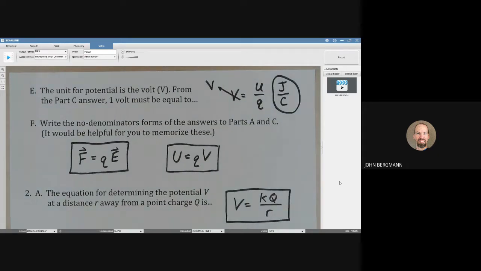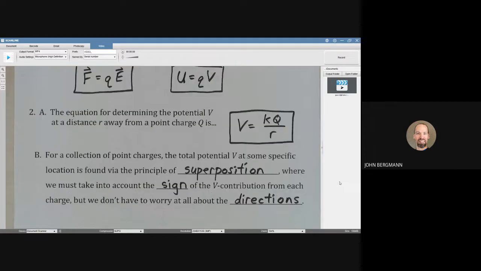If we took those two equations we wrote earlier and put them in no denominators forms, this is what they would look like. If we want to know what the potential is at a distance r away from a point charge, we use this equation right here, where the sign of the charge is identical with the sign of the potential. For a negative charge, it will be a negative potential.